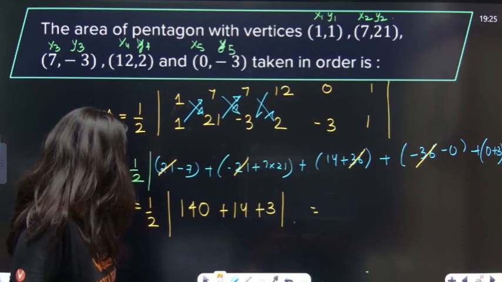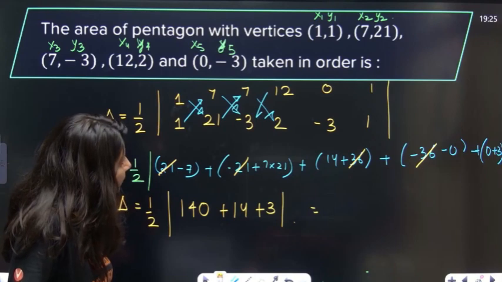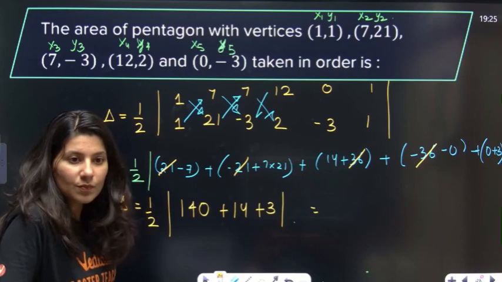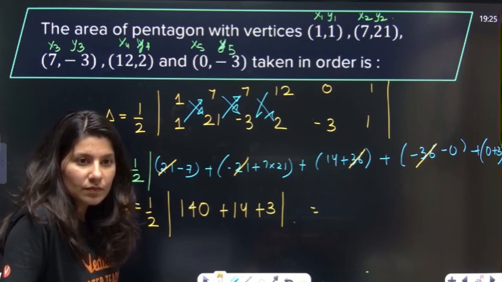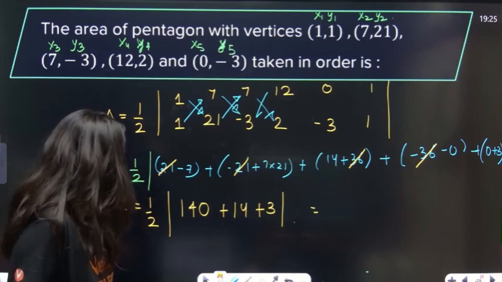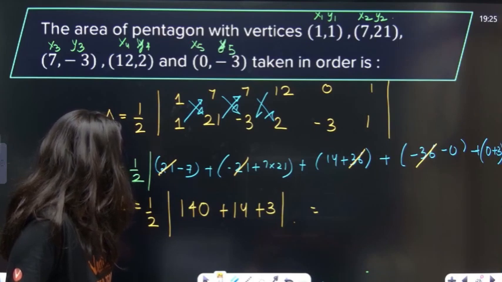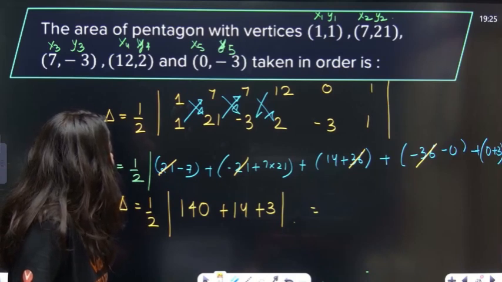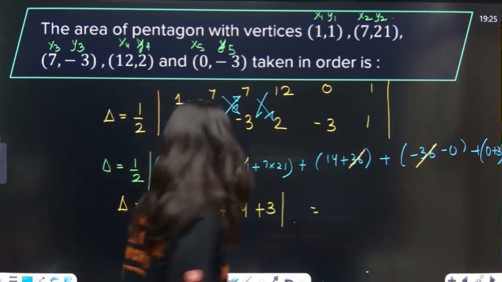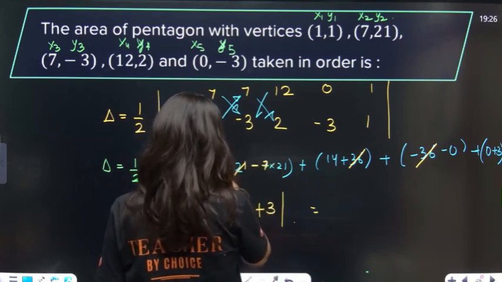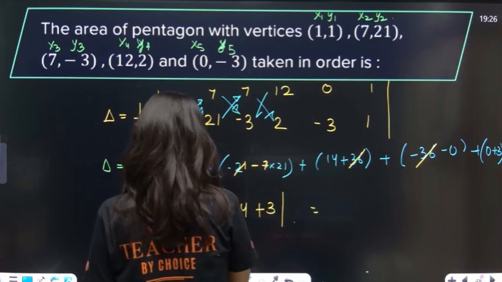147 minus 140, then we are having 14 and then 3, 17. So sorry, this is a negative sign, right? So minus 21 minus this. So minus 147. Oops, correct.